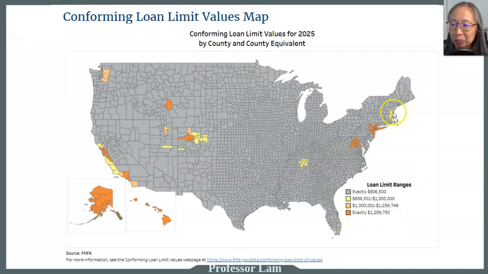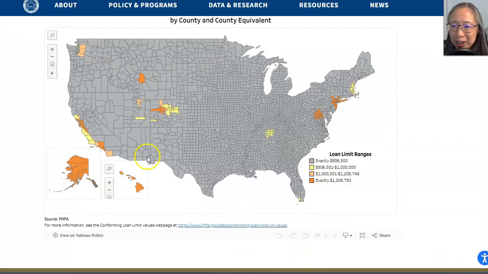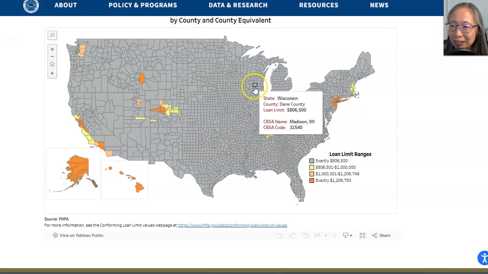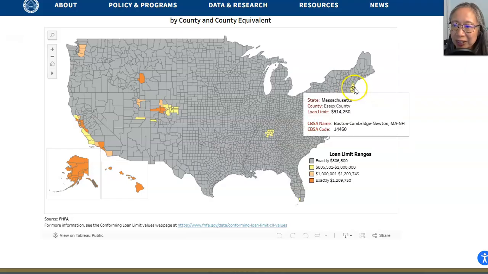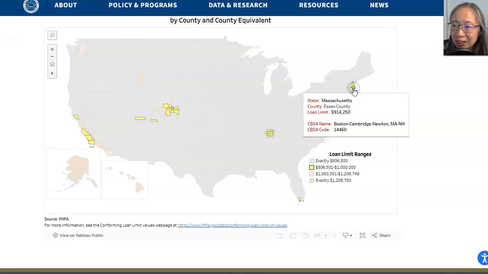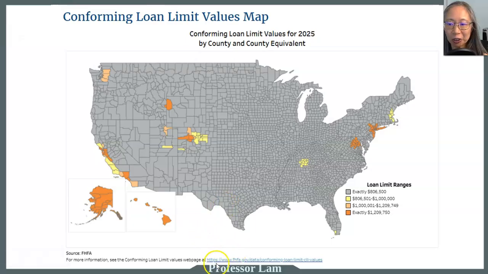bit higher. In the Boston area, up to the Seacoast, New Hampshire, the limit is also higher. It's up to $1 million, and this is a loan amount. This is not the housing value. You can go to this web address to see what the latest limits are. And this map is actually interactive. You can highlight where you're looking at and find out that particular area. You can also click on the highlighted area to find more information. I encourage you to go to this website and try it out on your own.